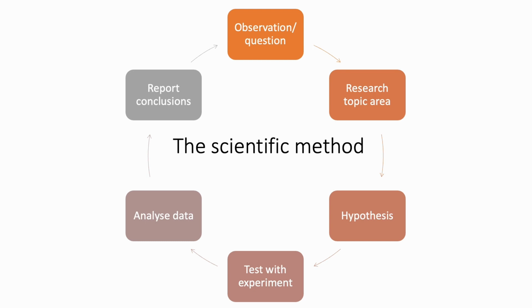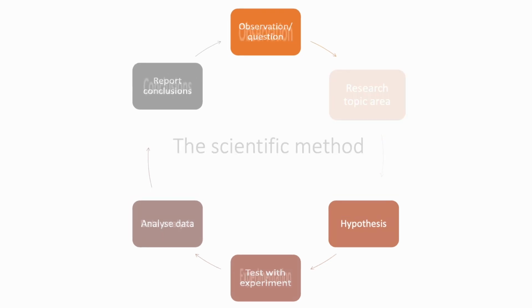If we do a simple Google of what is the scientific method, the following slide is basically what we get, where we start at the top with an observation or a question, we move across to research topic area, we formulate a hypothesis, we test this with an experiment, we analyze the data, we report the conclusions, and then we come around back to the beginning where we have the observation or the questions from all of these steps going back to the research topic area. What I would like to propose here is that we expand this into a slightly more complicated diagram.